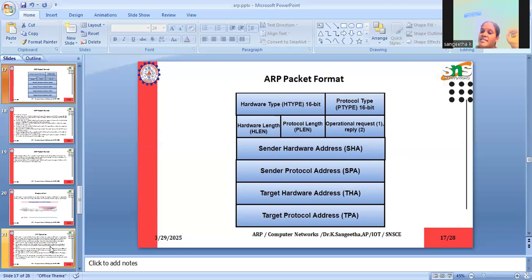Okay. Next session, we will discuss other real-time cases of this ARP protocol.